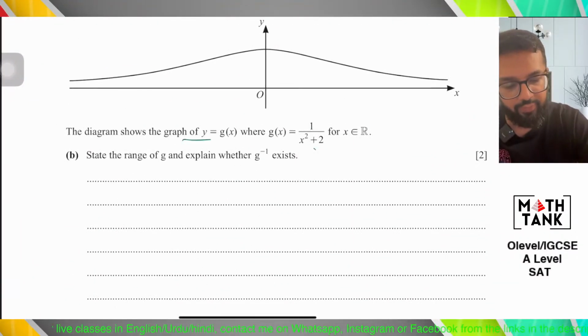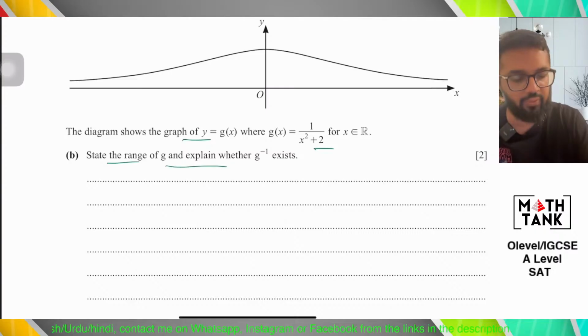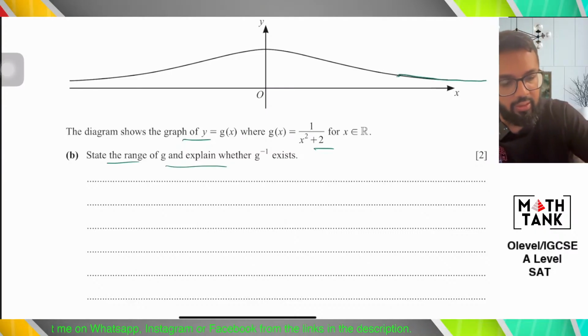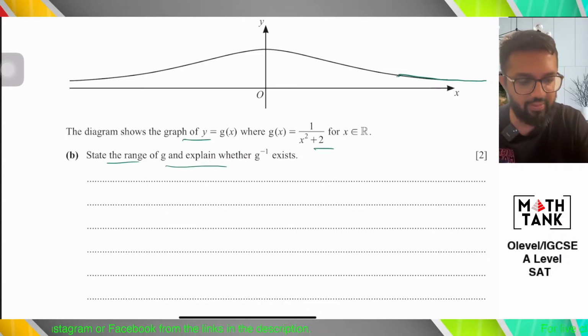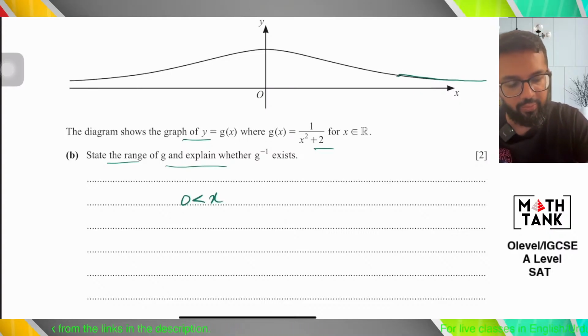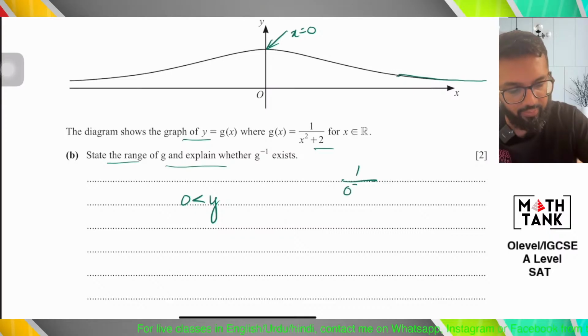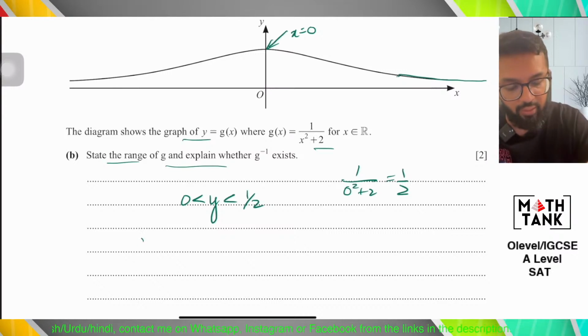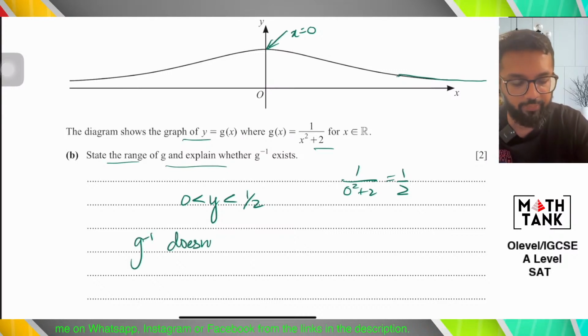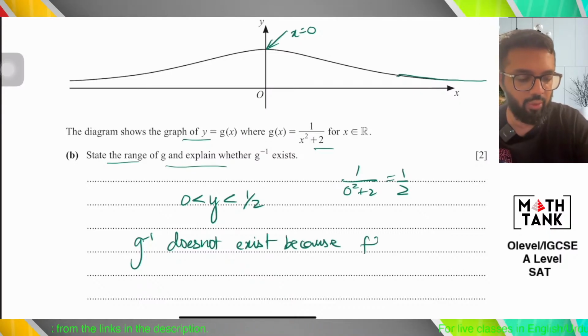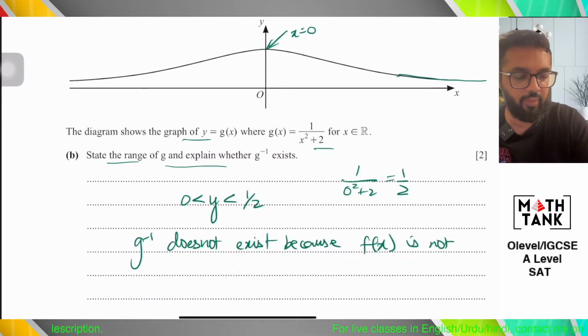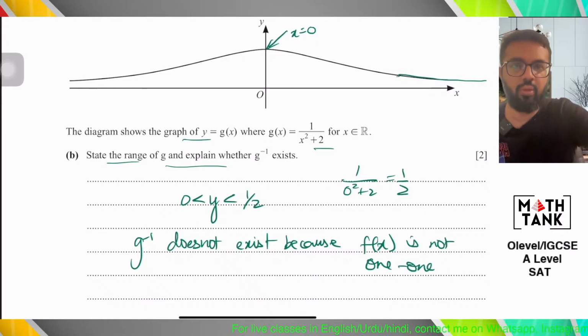The diagram shows a graph of g. State the range of g and explain whether g inverse exists. This is going down and it's not touching the x-axis, which means that y is greater than 0, my bad. And what is the top value? How will I find this? I'll put x equals 0. So 1 over 0 squared plus 2 gives me half. So y is greater than 0 but less than half. g inverse does not exist because g is not one-to-one.